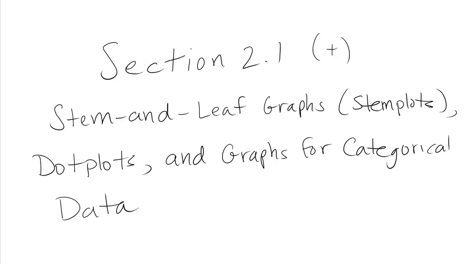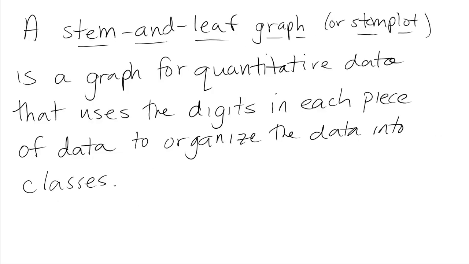Let's start with the definition of a stem and leaf graph. A stem and leaf graph, or stem plot, is a graph for quantitative data that uses the digits in each piece of data to organize the data into classes. That is the definition of a stem and leaf graph. It's not very enlightening. It doesn't tell you what a stem and leaf graph looks like. It doesn't tell you how to create a stem and leaf graph. So it's lacking a little bit, and we'll get into those things.